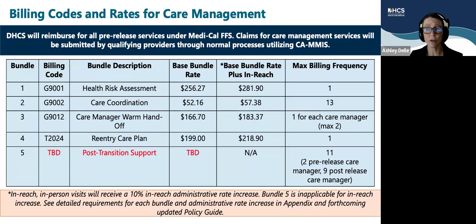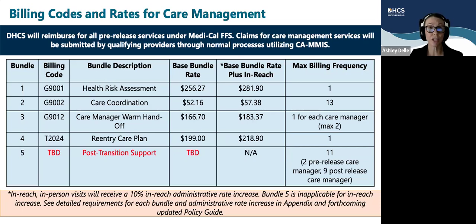Bundles 2 and 5 are for more care coordination and can be billed for completed tasks as detailed in the policy guide. Bundle 2 has a maximum frequency of 13 times during the pre-release period. Bundle 5 has a maximum frequency of 11 times in the 28 days post-release. This includes 2 times for the pre-release care manager within 1 week post-release and 9 times for the post-release care manager.